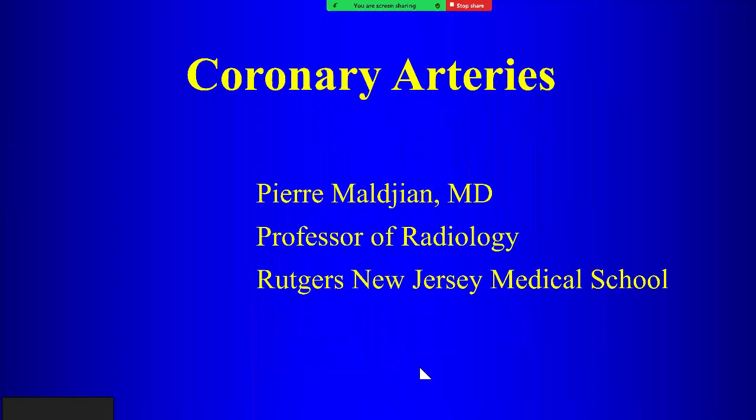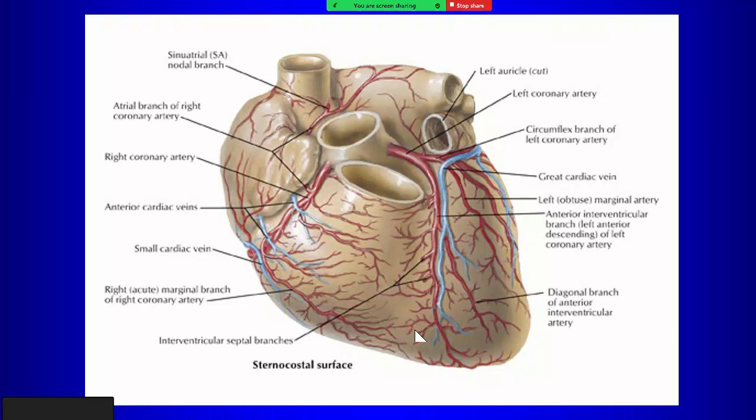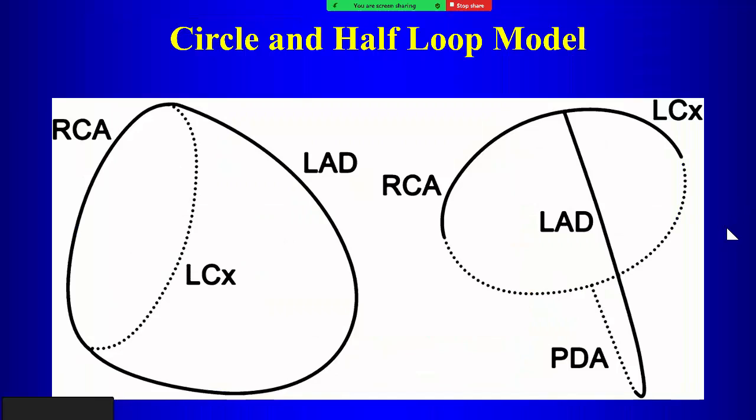Okay, well, so we'll start a few lectures discussing coronary artery imaging. So we'll talk about the anatomy of the coronary arteries and what you need to know. Very easy way to think about this is what's called the circle and the half loop model.